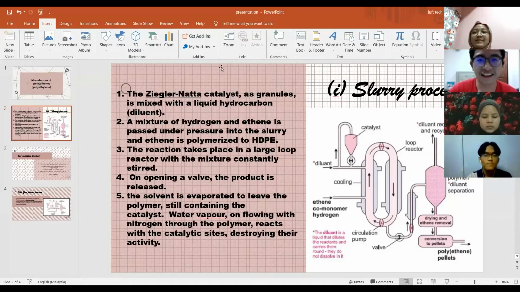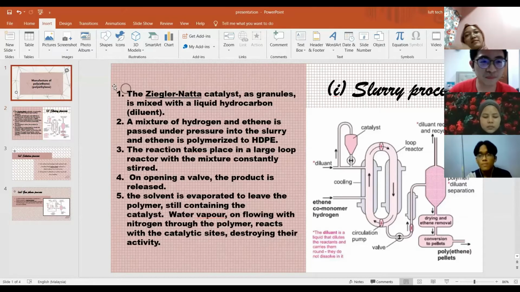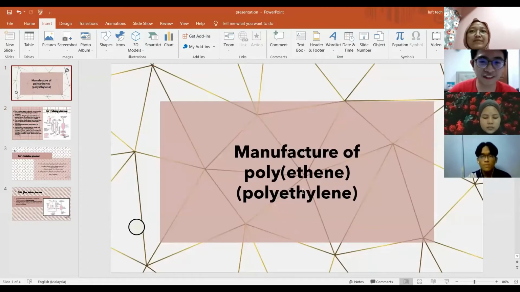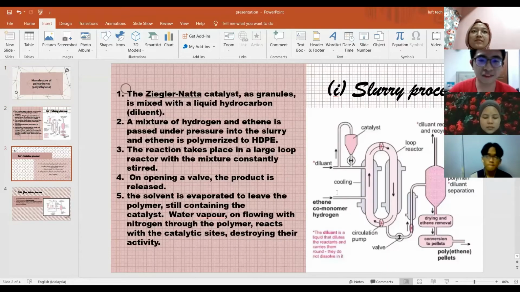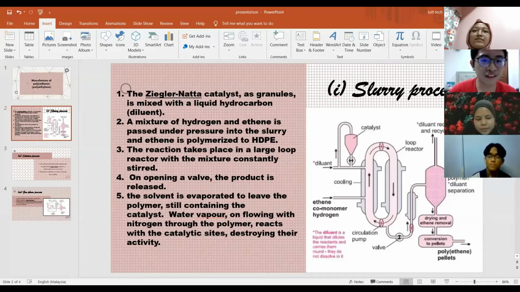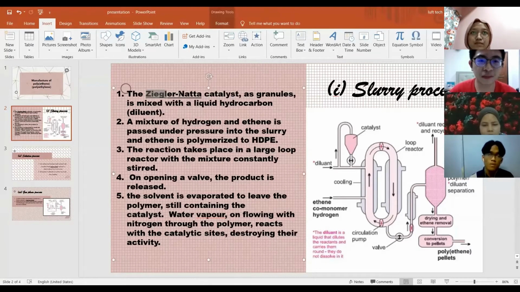Okay, yes. So I'm going to start with the manufacture of polyethylene. We have the Ziegler-Natta catalyst, right, which involves TiCl3 as one of its components. We are going to use the catalyst. It's quite an important compound when we carry out this kind of process. There are actually 3 processes, and they are separated, not one whole process.